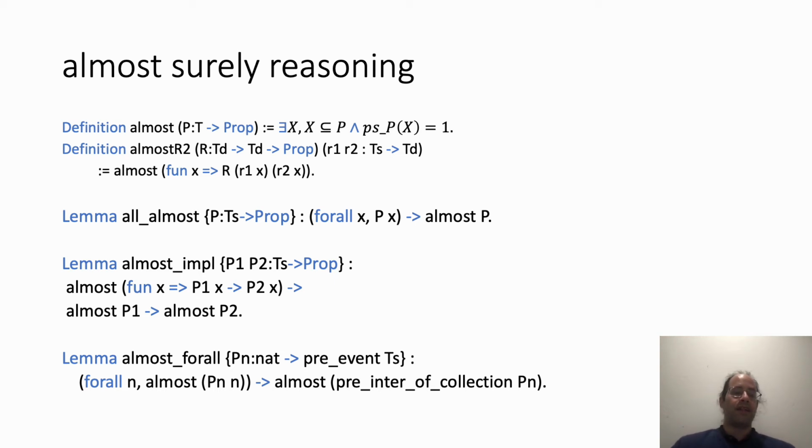One other lemma that's particularly helpful is almost for all, which says that if you have a countable set of pre-events such that they all almost hold, then it's almost the case that they all hold. And this allows you to then, combined with almost impl, push down a countable collection of these almost statements.